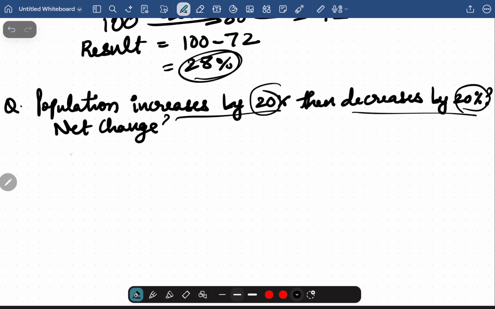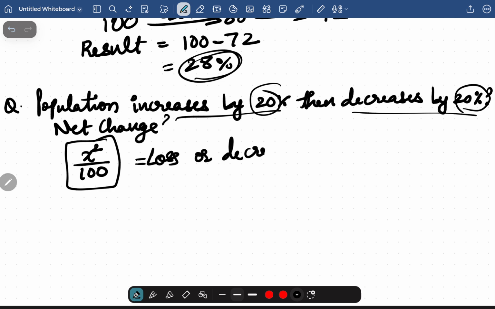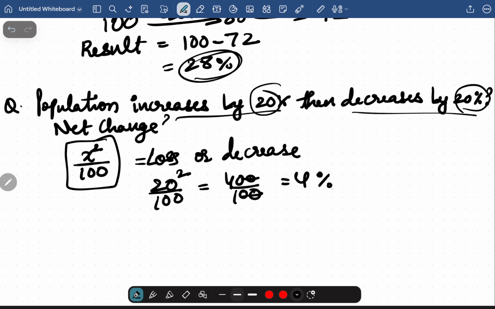So now we have a formula for that. It's nothing but x square by 100. When we use this formula, we have to know that it's always a loss or decrease. So now we know that the x is 20. So 20 square by 100, 400 by 100. It's nothing but 4. So it means that it has decreased 4%.